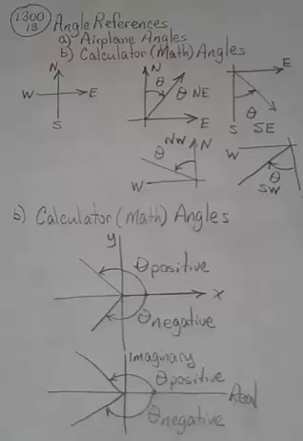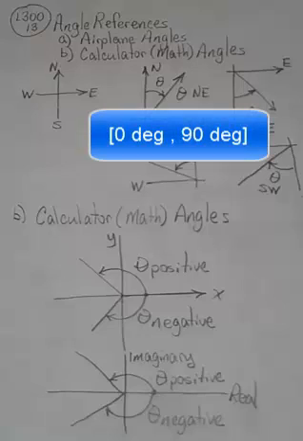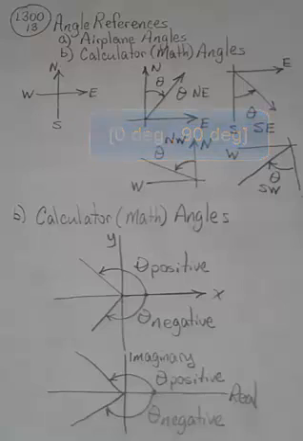If the airplane angle is between the south and the east, then we call that a southeast angle measured from the south. If the angle is between the south and the west, we call that a southwest angle, again measured from the south. All airplane angles are between 0 and 90 degrees positive, never any other possibilities. That covers all possible angles.